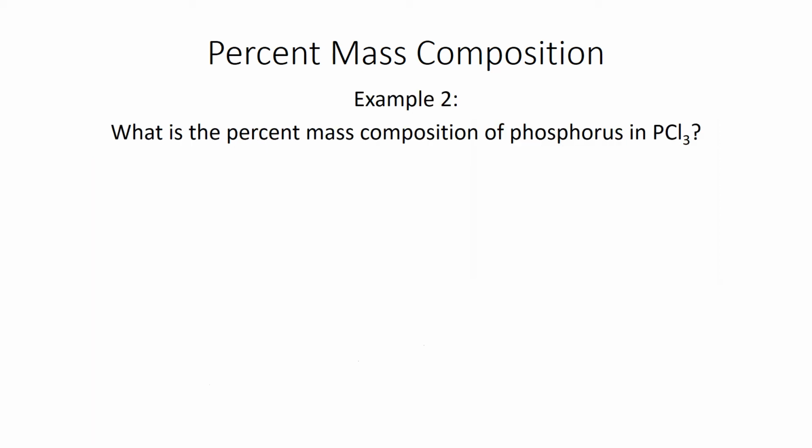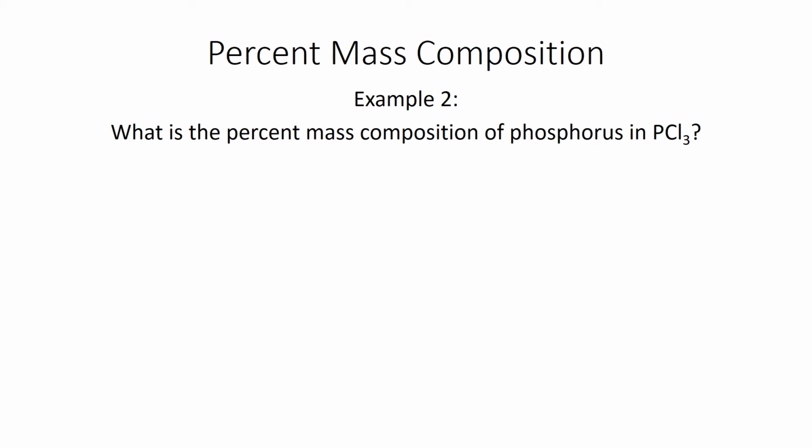All right, so let's look at another example which is slightly more complicated. This example is going to ask the percent mass composition of phosphorus in phosphorus trichloride. So again, in this case, we don't have masses given, so we're going to have to look up masses on the periodic table. And for this problem, we're just going to assume that we're talking about a single atom.